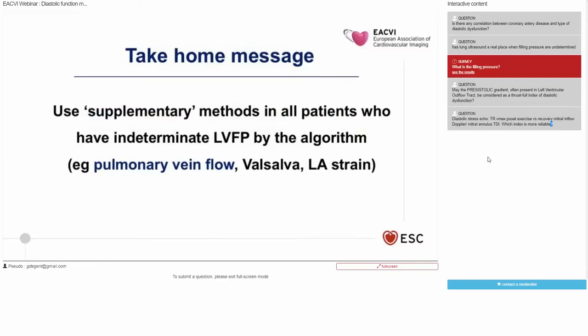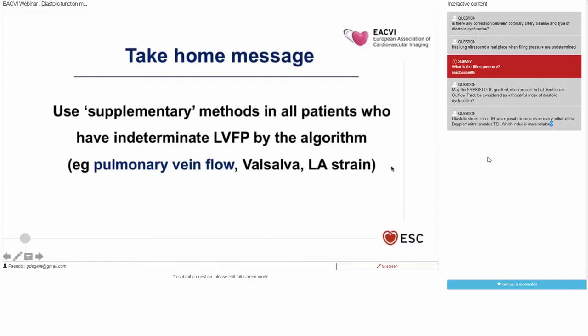So the take-home message from this first case is use supplementary methods in all patients who have an indeterminate filling pressure by the algorithm. And by supplementary methods, we mean pulmonary vein flow, as I've just shown you. Don't forget about the Valsalva maneuver, which may be very useful if it is properly performed and you are able to measure the mitral flow throughout the maneuver.